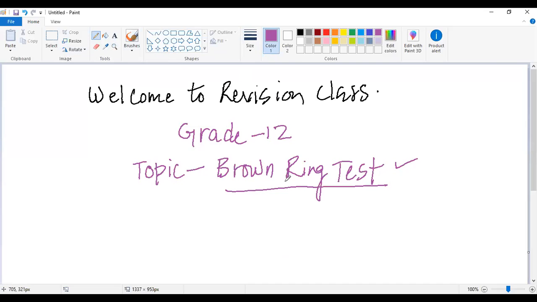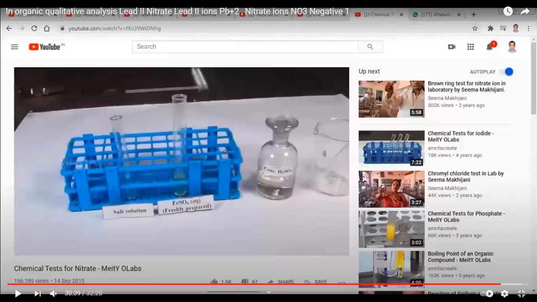Yes. Can you see it written here on the paint, brown ring test? Can you see it is written on your screen, brown ring test? Yes. Okay. Now let's have a look at this brown ring test, my dear students.